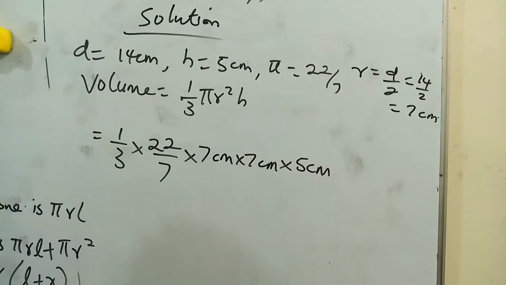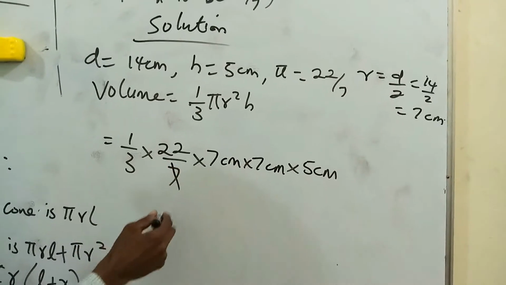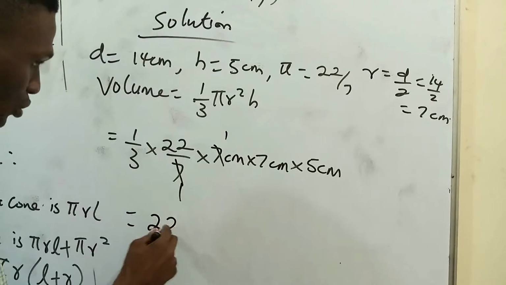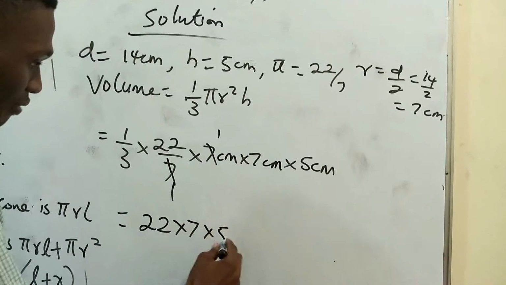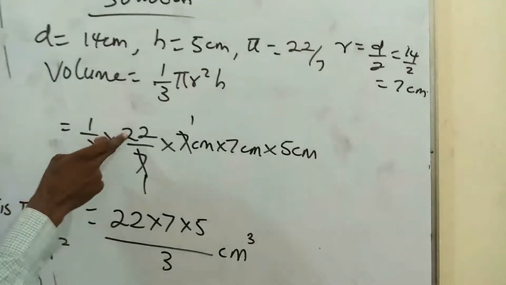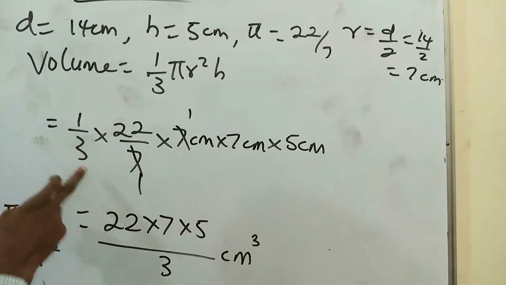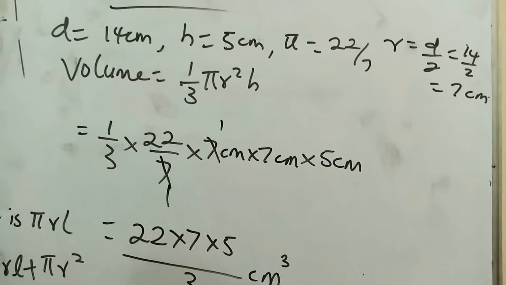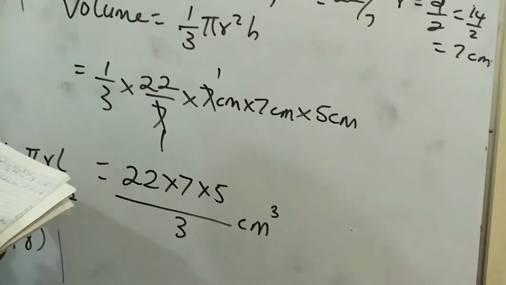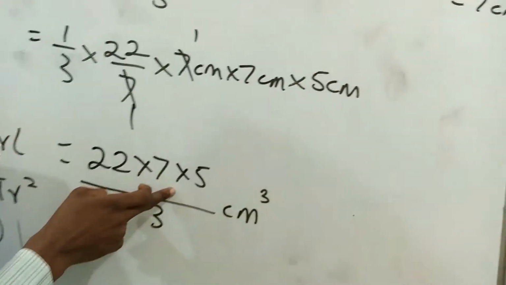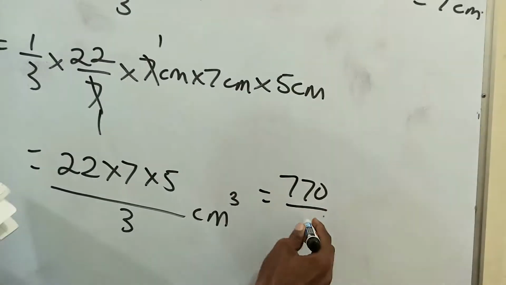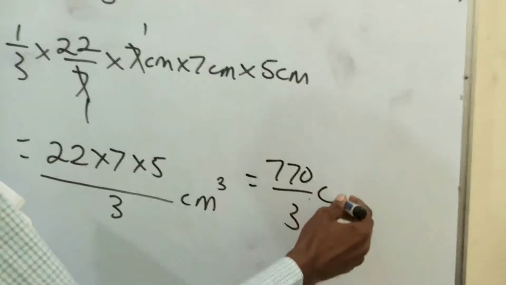At this point we cancel out. 7 over 7 is 1. So we are left with 22 times 7 times 5 all over 3, in cm cubed. At this point we multiply through: 22 times 7 times 5 will give us 770 all over 3 cm cubed.